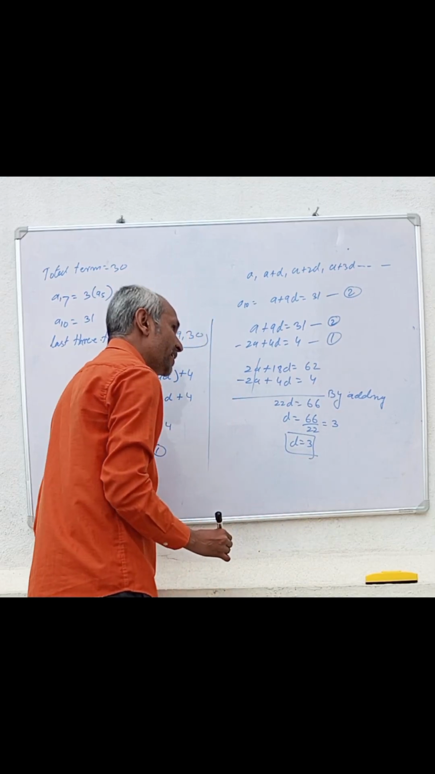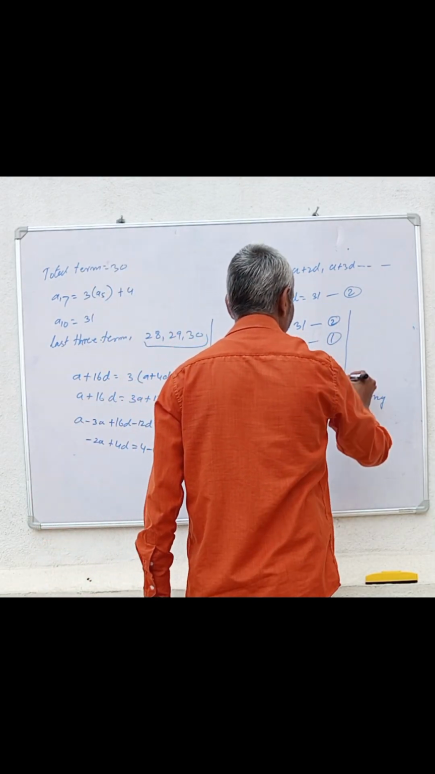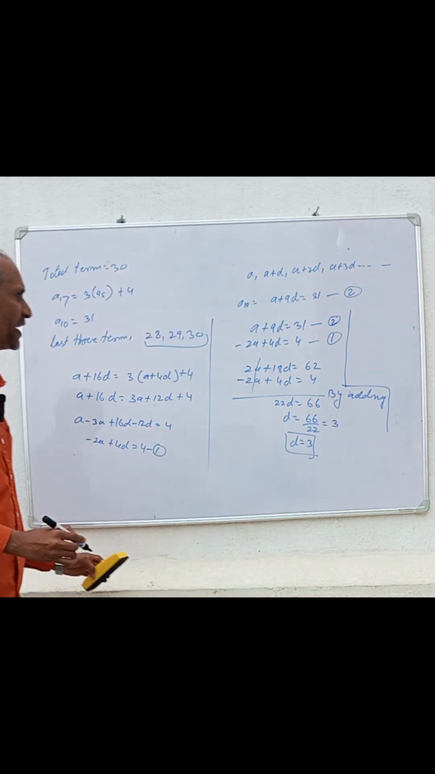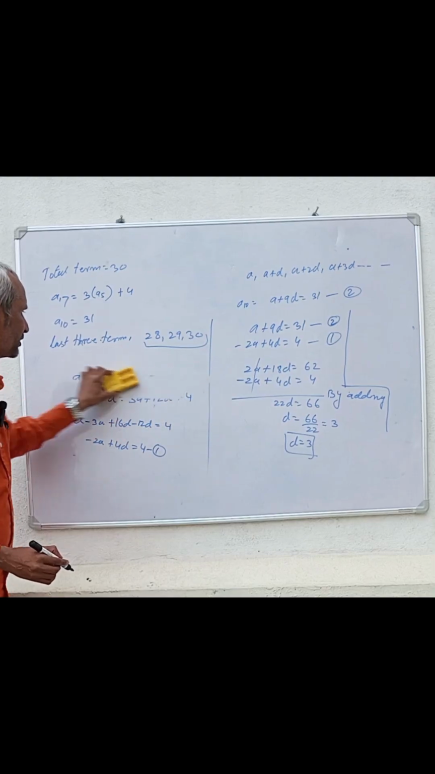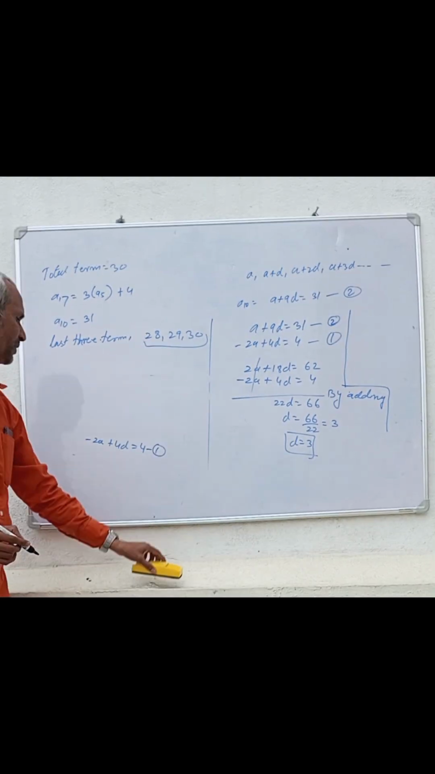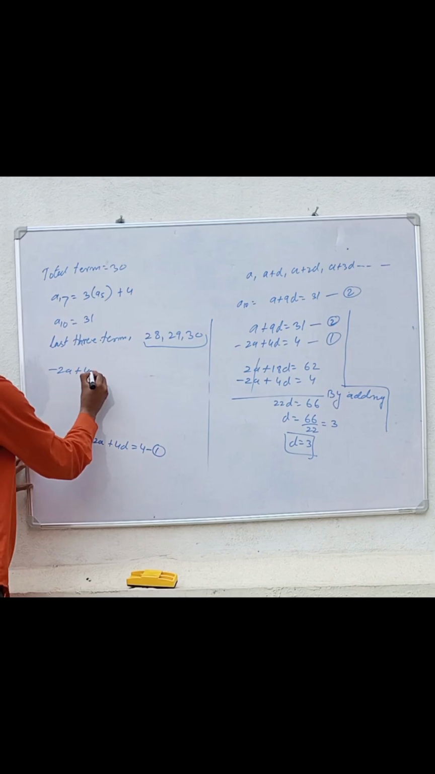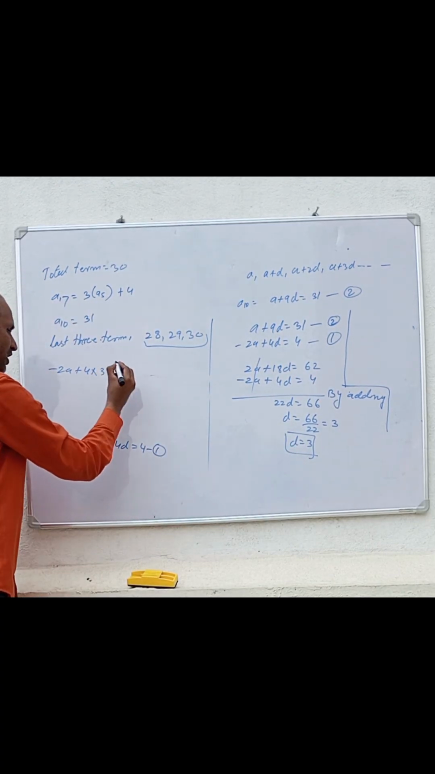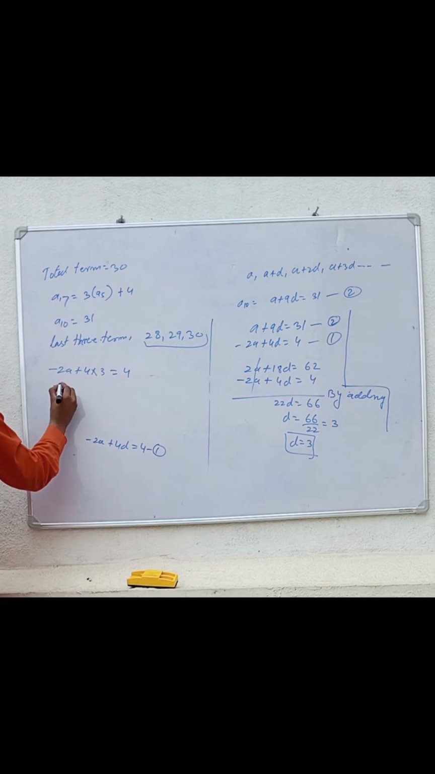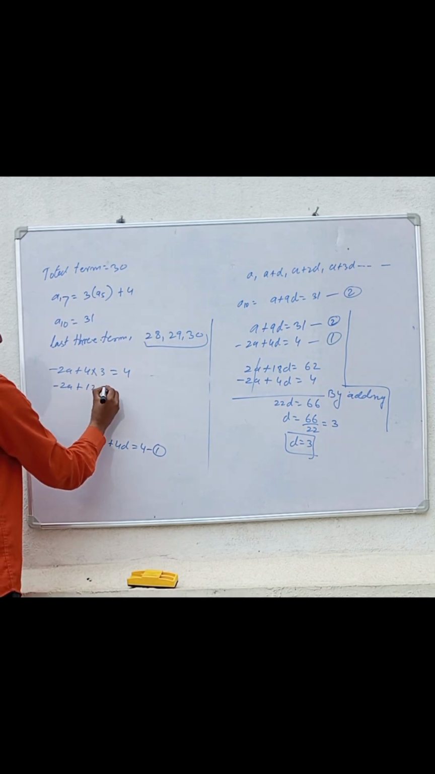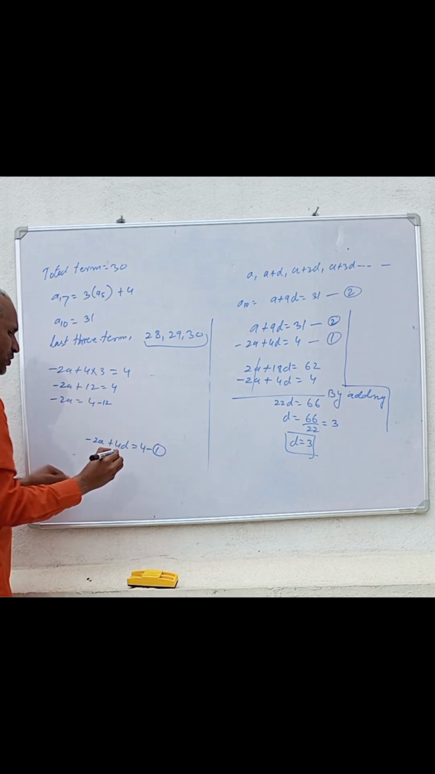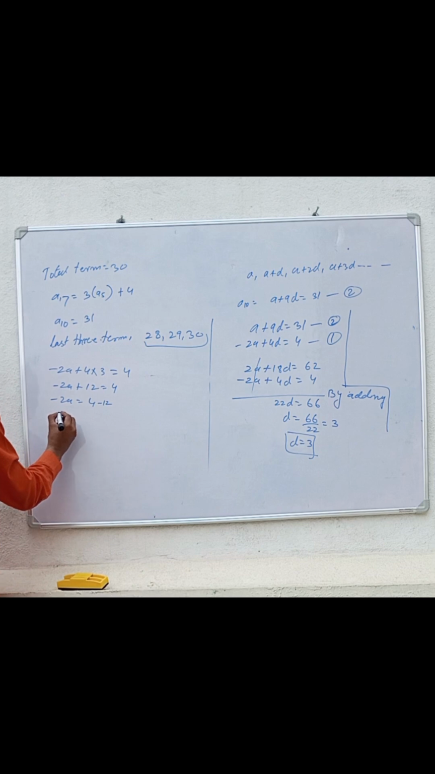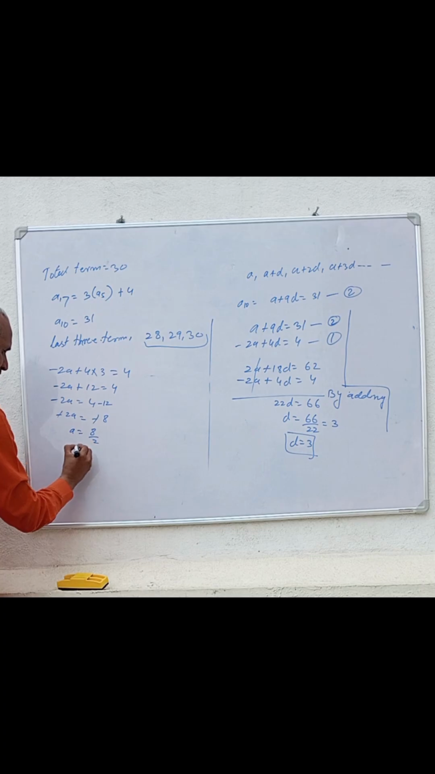Now let's find the value of A. To find the value of A, keep the D value in any equation. Let's take equation number 1. Keeping the D value, minus 2A plus 4 into D, D value we got is 3, is equal to 4. Now multiply: minus 2A plus 4 threes are 12 is equal to 4. Minus 2A is equal to 4 minus 12, transposing that number to the other side, then minus 2A is equal to minus 8. Minus minus cancel. A is equal to 8 by 2. A is equal to 4.